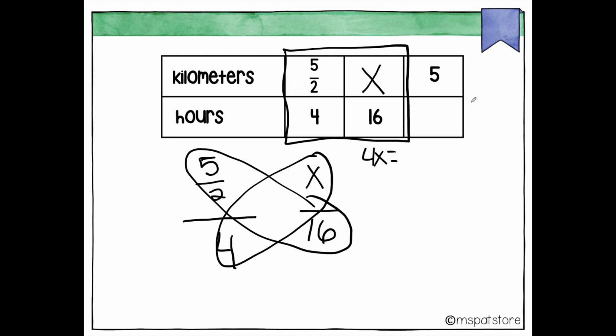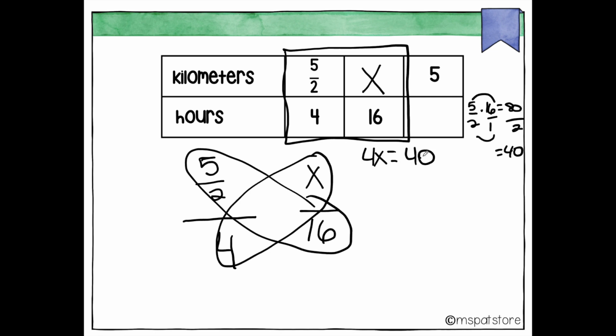Let me do it here. 5/2 times 16, with an invisible 1. And then 5 times 16 is 80, and 2 times 1 is 2. That is equal to 40. So I'm going to put 40 here.